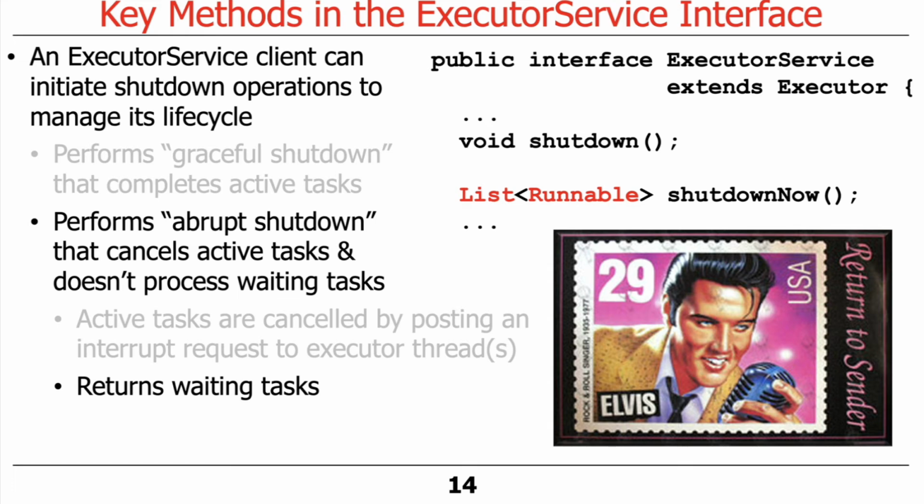You can see that shutdownNow also returns a list of the tasks that were waiting. So if there were a bunch of tasks waiting to run, that list will be returned. For some reason, shutdown does not return the list of waiting tasks, but shutdownNow does.